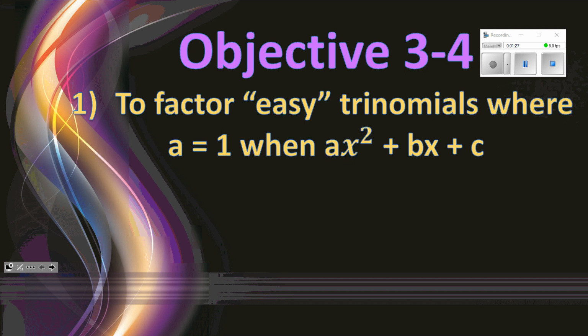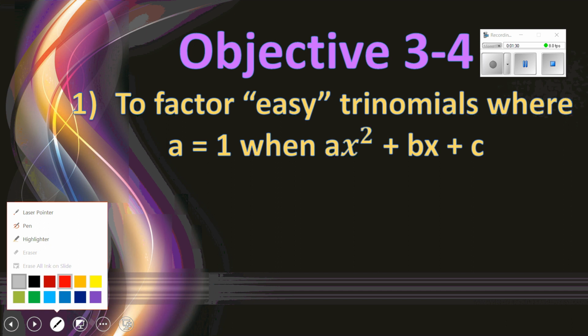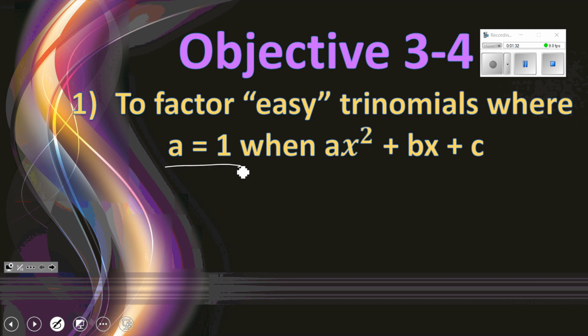And you know an easy trinomial when A is equal to 1. When I say A, that means the number in front of the x squared, the leading coefficient. There's going to be a 1 right there. That's how you know what type of trinomial we are looking at today. Any questions on that?